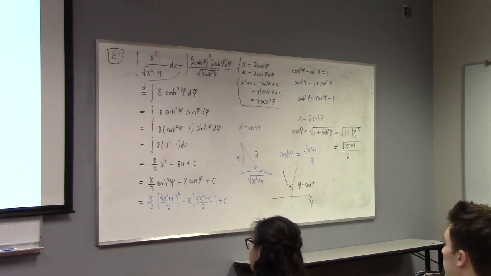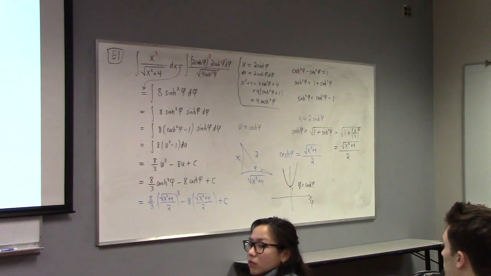But we should be ready to integrate secant cubed, right? That's something you should probably work through. As we've pointed out, it comes up. Other questions? Yeah. Would there be a way to tell to do hyperbolic rather than trig? Just try it.